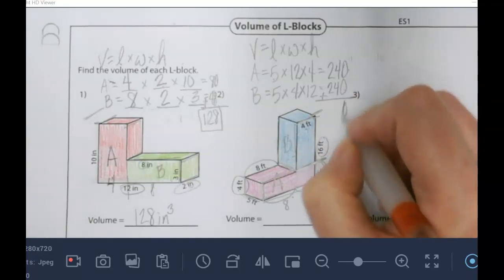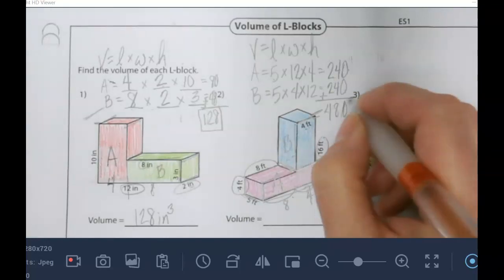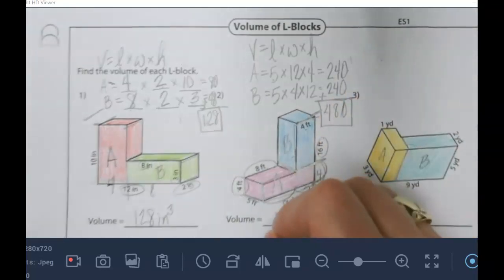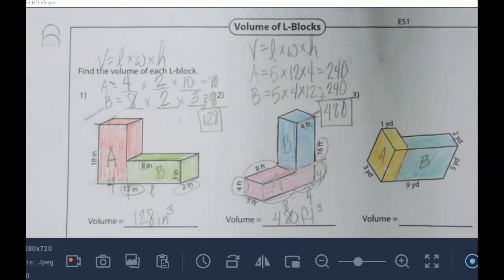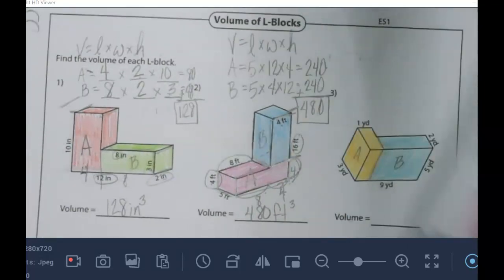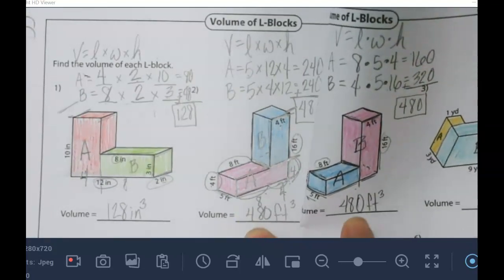0 and 0, 0. 4 and 4, 8. 2 and 2, 4. So my overall combined volume is 480. My measurement is feet, and it is a three-dimensional shape. Now, look at how we chopped it before. And even with the different chops, we get the same volume.